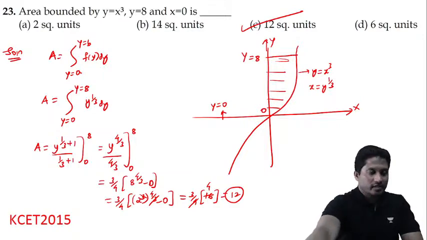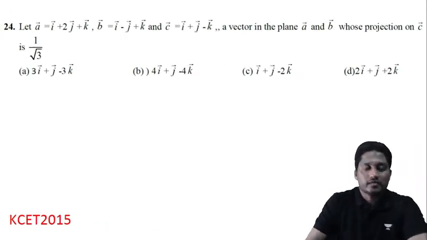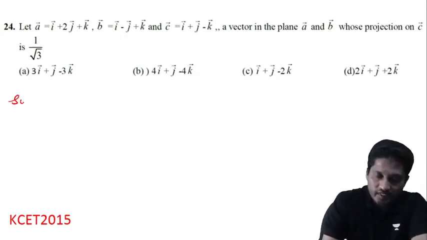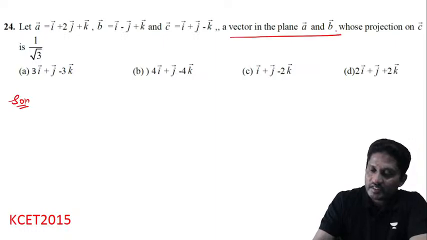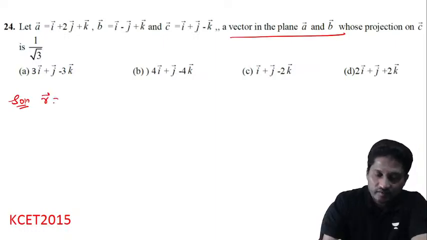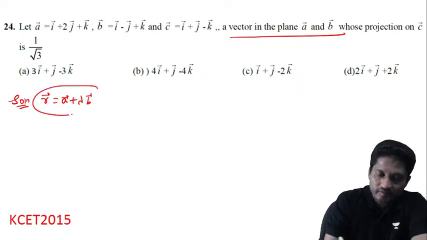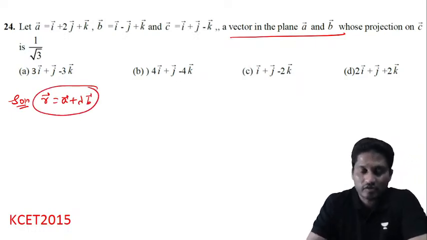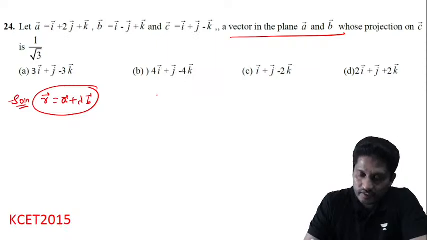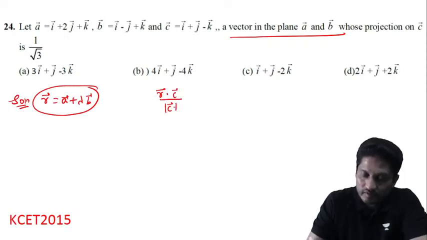Let's move to the next question. A, B and C are three vectors. A vector in the plane of A and B is vector R equal to A plus lambda times B, whose projection on C is 1 by 3. According to the question, R dot C divided by modulus of C is equal to 1 by root 3. And I'm supposed to find out what is that vector in the plane of A and B.